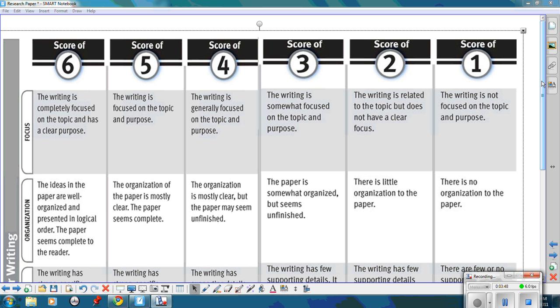Once you've narrowed your topic, it's really important to know how you're going to be scored and the important things to look at. And this is a rubric that we might use, something similar to this, where you can see what is expected to get a score of 1, which would be the lowest score, where as far as focus goes, the writing is not focused on the topic and purpose at all. It's kind of all over the place. Whereas a score of 6 on focus would be the writing is completely focused on the topic and has a clear purpose. So you might want to pause and take a moment to read this.